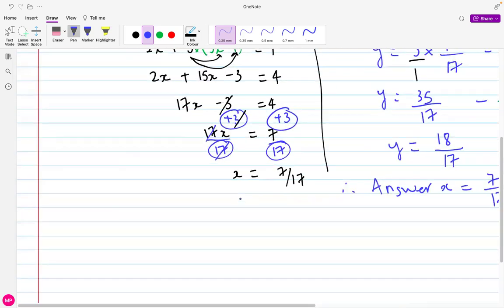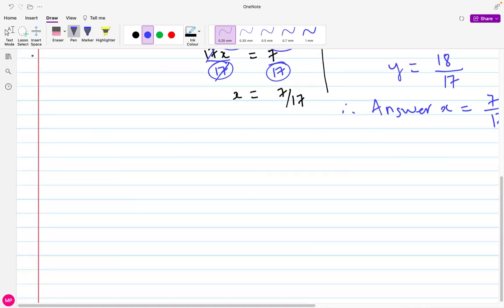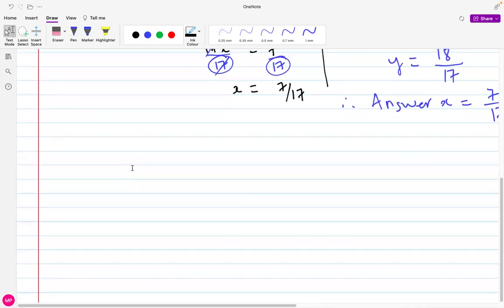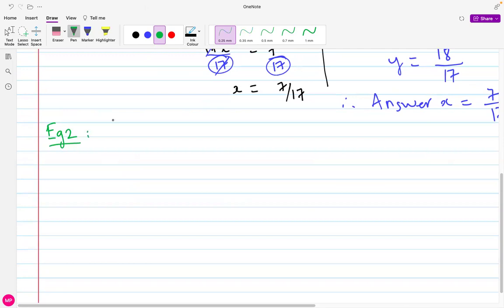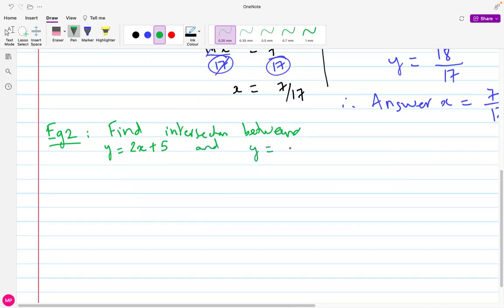We're going to do another example, but this time we're going to think about the applications in the graph. So example 2, let's say they want you to find the intersection between two lines, between y equals 2x plus 5 and y equals 3x minus 1, something like that.